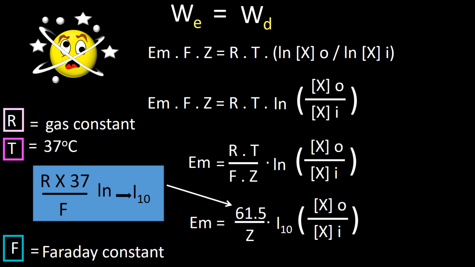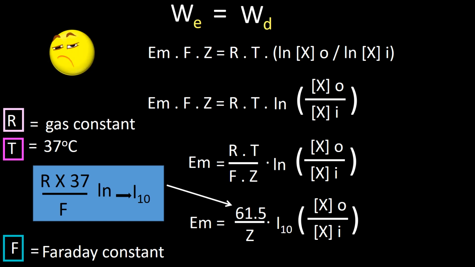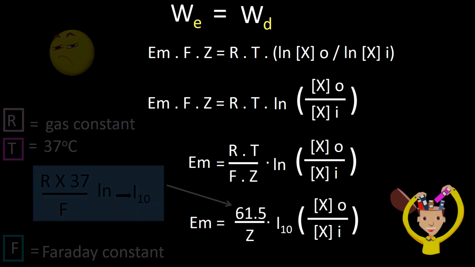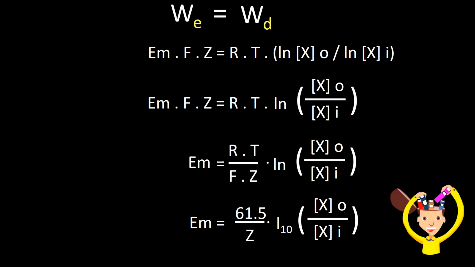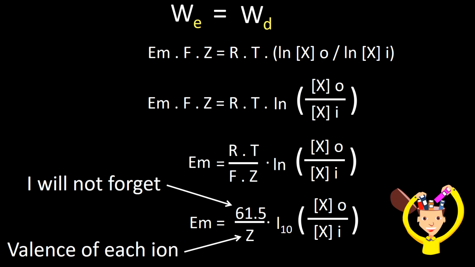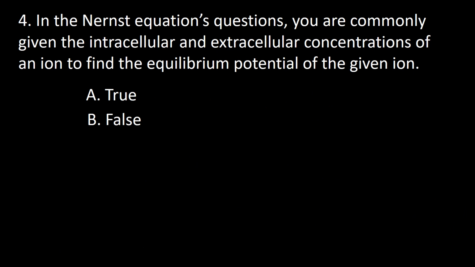This sounds confusing, but at the time of solving equations for your exam, only 5 things are important. To memorize the last formula, to have a general idea as to how the formula came about, to remember the number 61.5, to remember the valence of each ion, and the steps you need to solve the equation. The steps needed will be discussed during the next question. So the answer to this question is true.